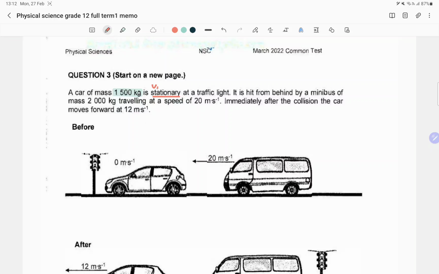Since it's stationary, the initial velocity vi is equal to 0 here. At a traffic light, it is hit from behind by a minibus of mass 2000 kg, traveling at a speed of 20 meters per second. That is its initial velocity.